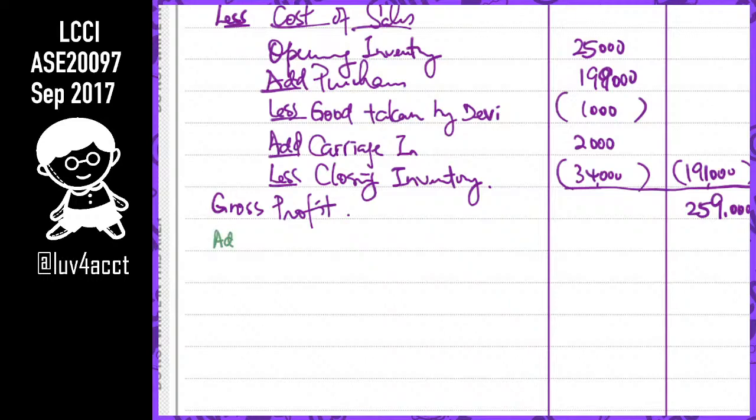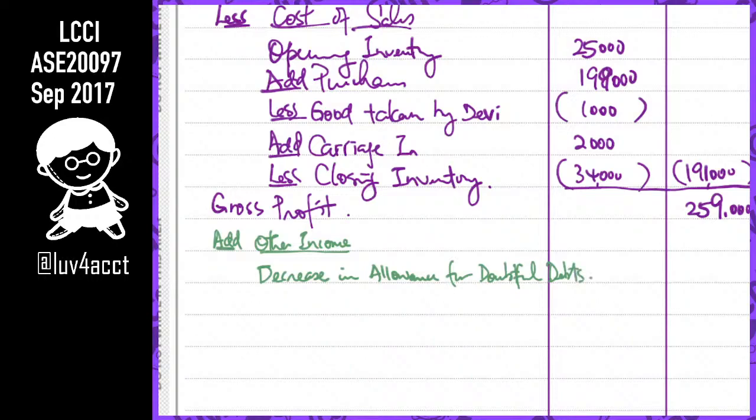We have other income, the allowance for doubtful debt adjustment upward. So add other income. And what do we have? Yes, decrease in allowance for doubtful debt. I don't remember how much, so we fill in later.